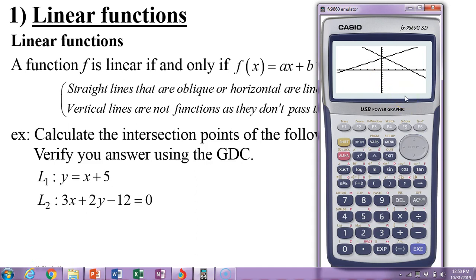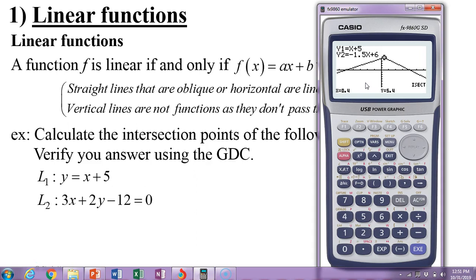Okay, so to find exactly the value of the point of intersection, I go to Shift G-Solve. Now you find here the menu for G-Solve. There's the intersection here, ISCT for intersection, above F5, so I press F5 for the intersection. And therefore we have the point of intersection here, with abscissa 0.4 and ordinate 5.4.